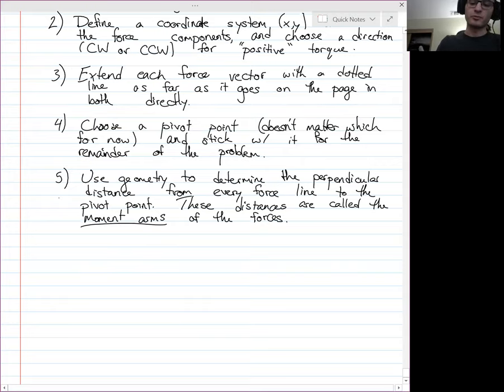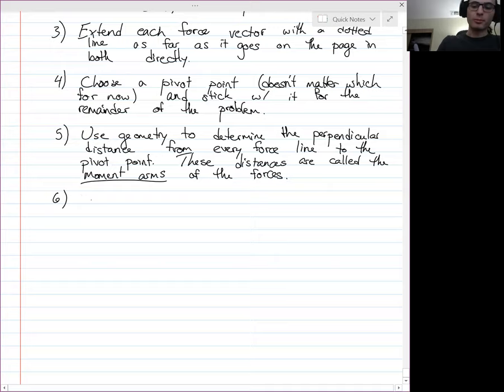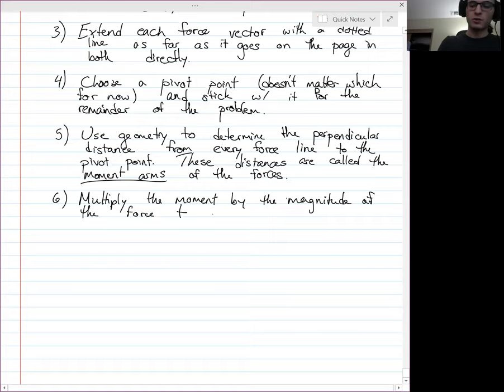All right, step six. Multiply the moment arm by the magnitude of the force to obtain the magnitude of the torque.